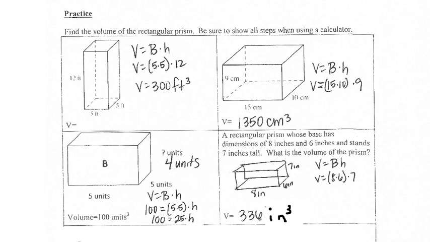Now let's take a look at your answers. For number 1, your volume is 300 cubic feet. Number 2, your volume is 1,350 cubic centimeters. For number 3, your answer, the missing height, is 4 units. And number 4, your volume is 336 cubic inches.